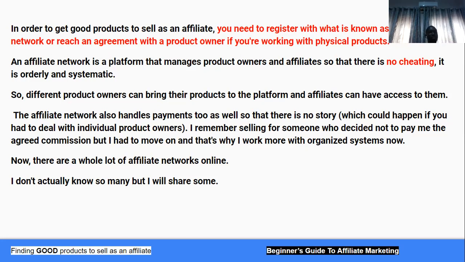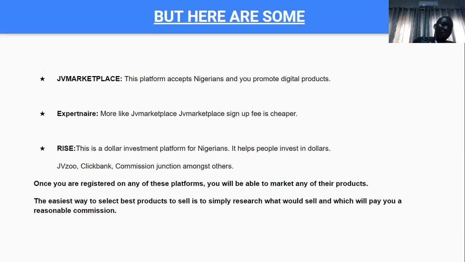There are a whole lot of affiliate networks online. You can find out which you would love to do business with, and get started with them. So these are some of them. JV Marketplace, I explained. Digital Products in Nigeria. Expartner is more like JV Marketplace, but the sign-up fee is cheaper. Literally the same process. Then RiseVest. You could sign up on RiseVest, and I think you earn 3% of every deposit the person you bring in puts in. I stopped promoting as much as I would have loved to, because I really love RiseVest, but I don't like the Naira at all. I love to save and invest my money in dollars.